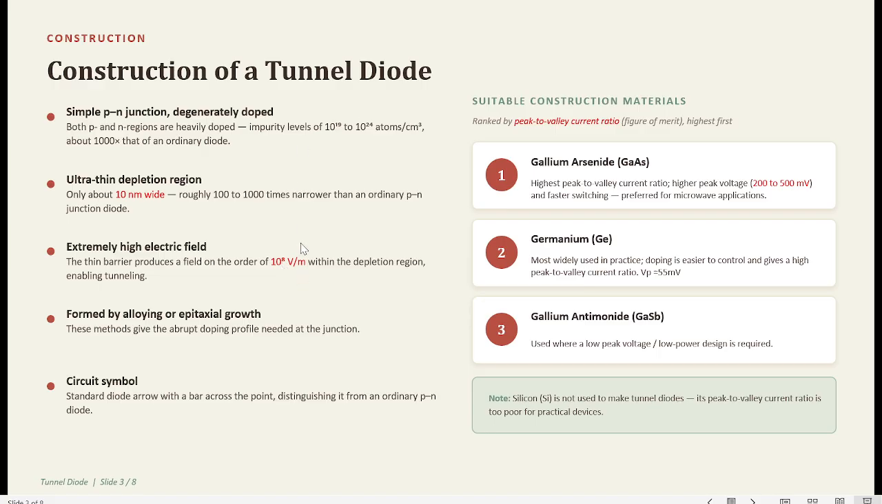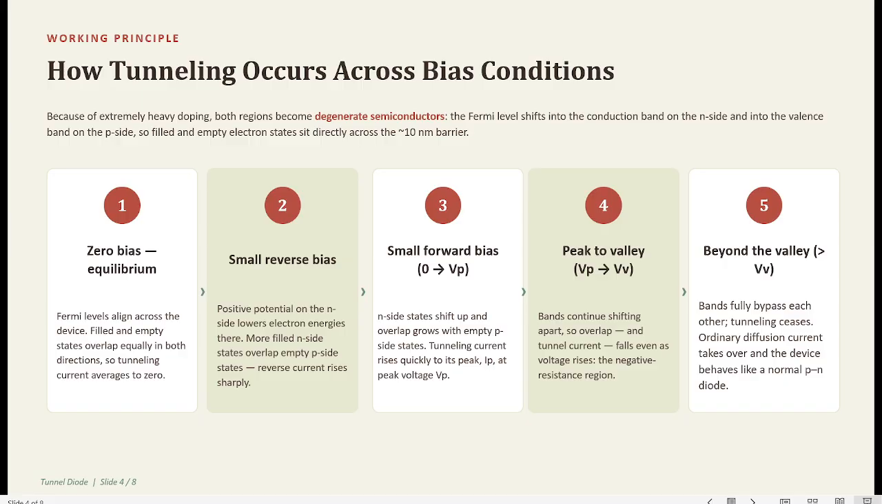So these three things combinedly favor the tunneling of electrons from one side of the junction to the other side of the junction quantum mechanically, even if the electrons do not possess sufficient energy to overcome the potential barrier existing at the junction.